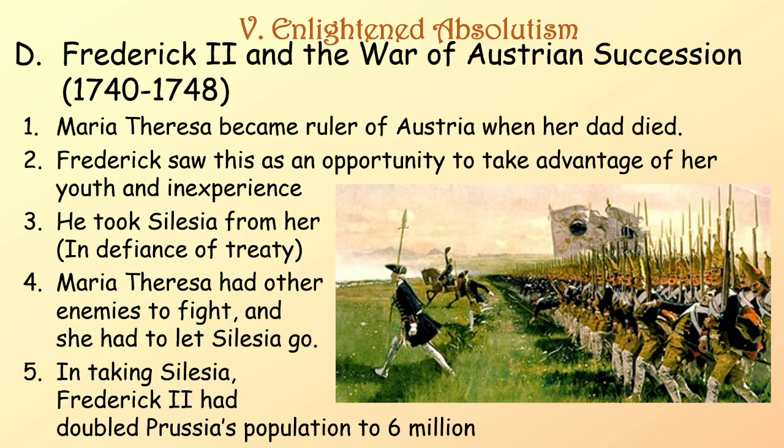Frederick II and the War of Austrian Succession. We're back to this, 1740 to 1748, and we've learned this. Just a quick review. Maria Theresa became ruler of Austria when her dad died, and Frederick II saw this as an opportunity to take advantage of her youth and inexperience. He took Silesia from her in defiance of a treaty, and we learned about all this in lesson 17.5. Maria Theresa had other enemies to fight, and she had to let Silesia go. And in taking Silesia, we hadn't heard this yet, but Frederick II had actually doubled Prussia's population to 6 million.